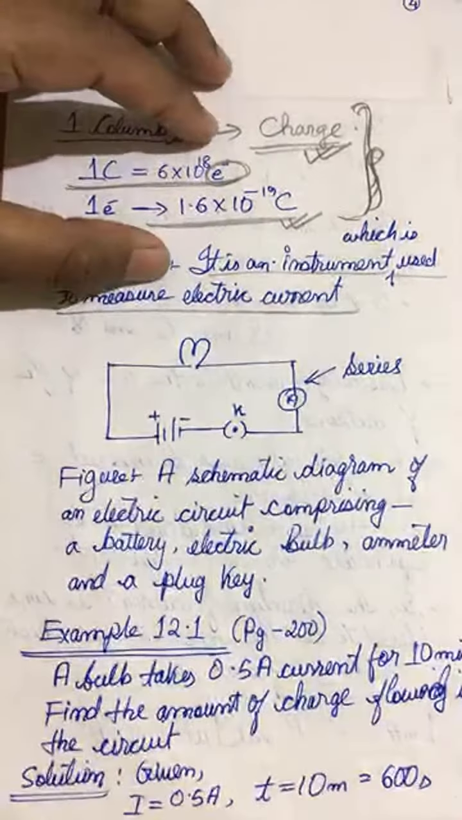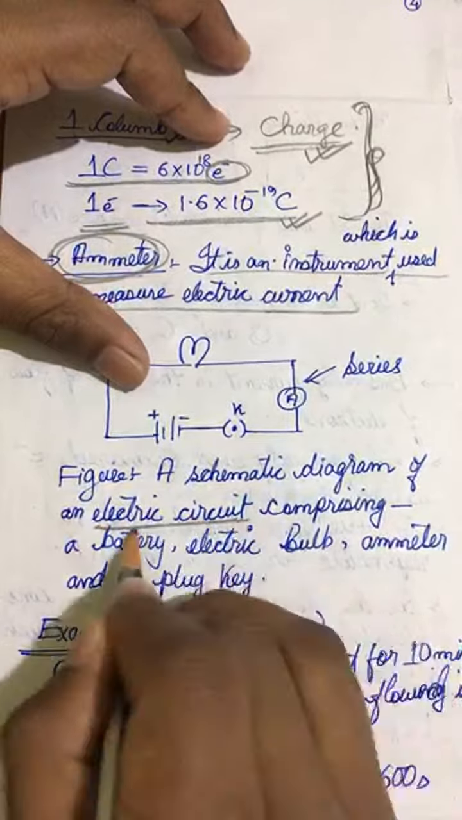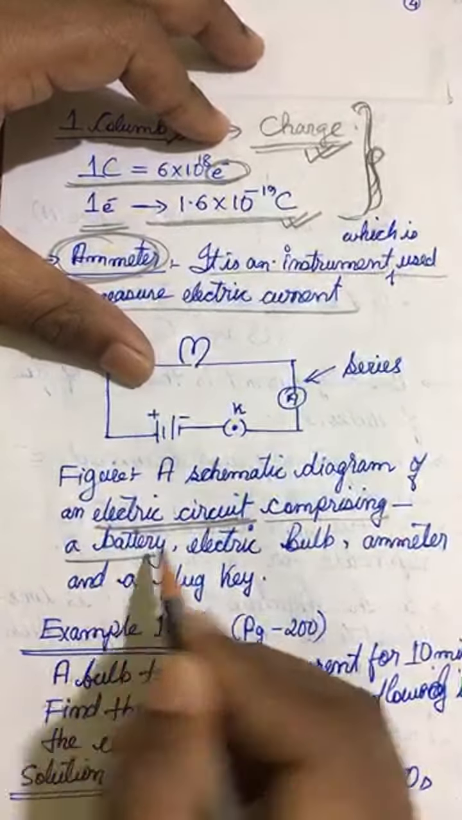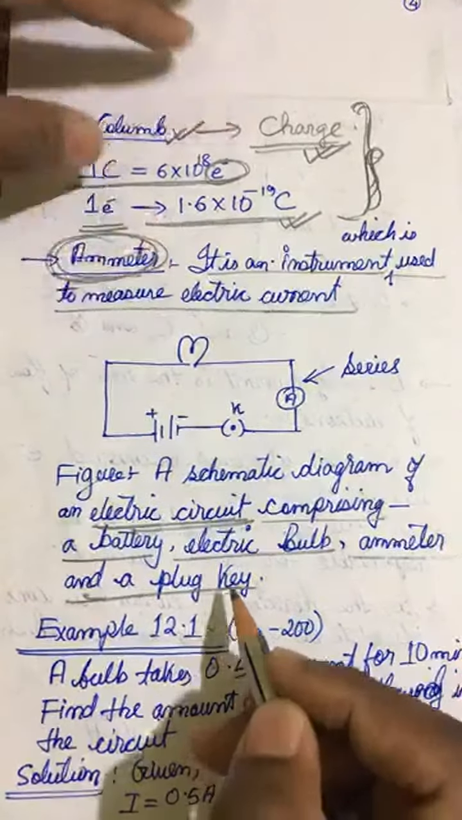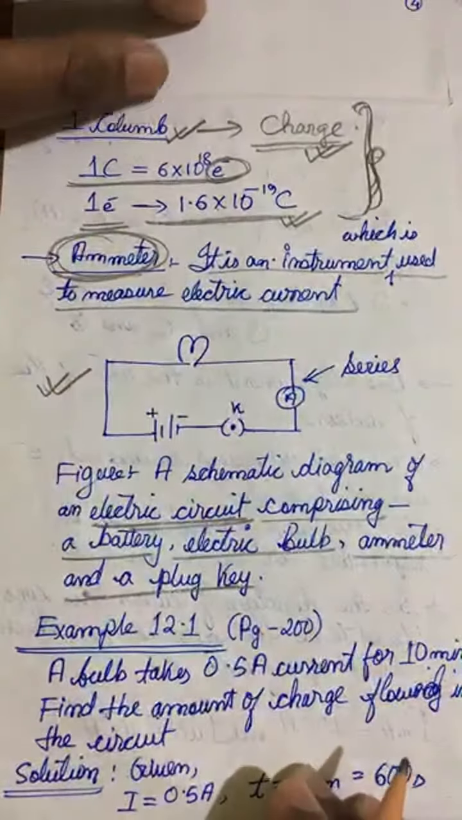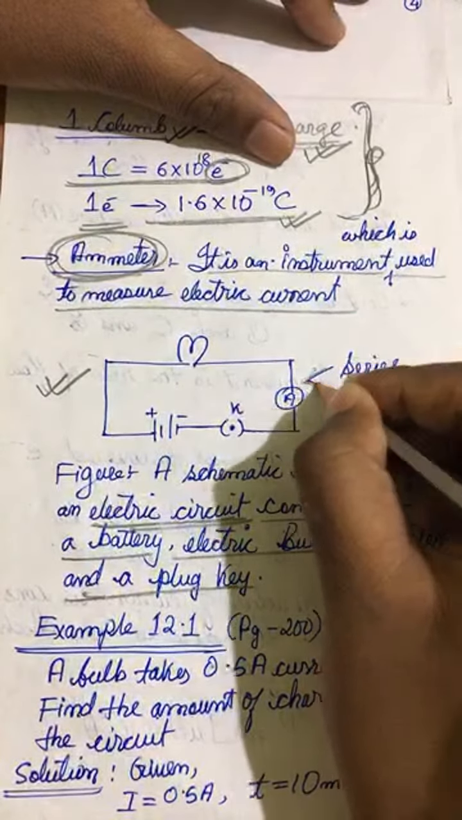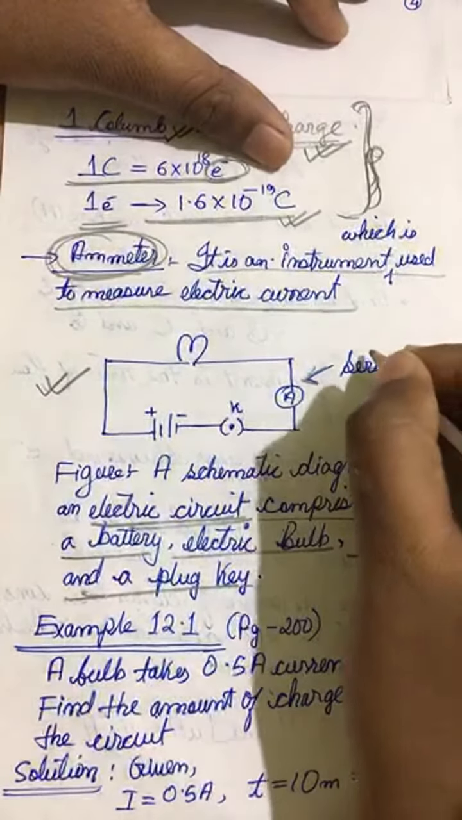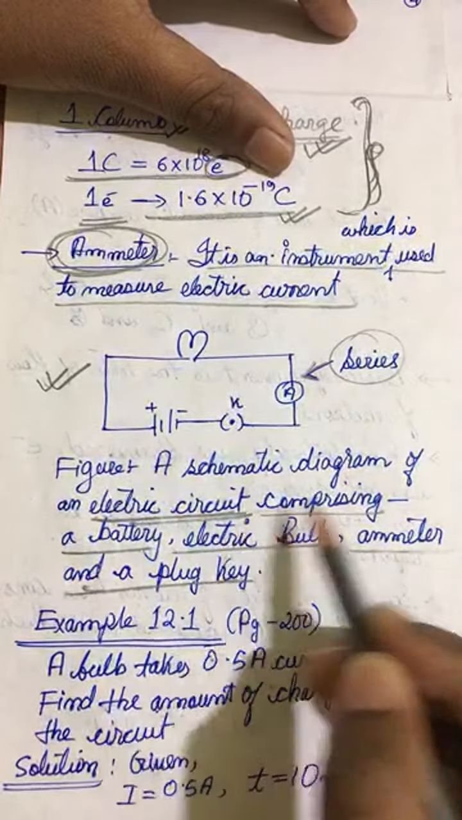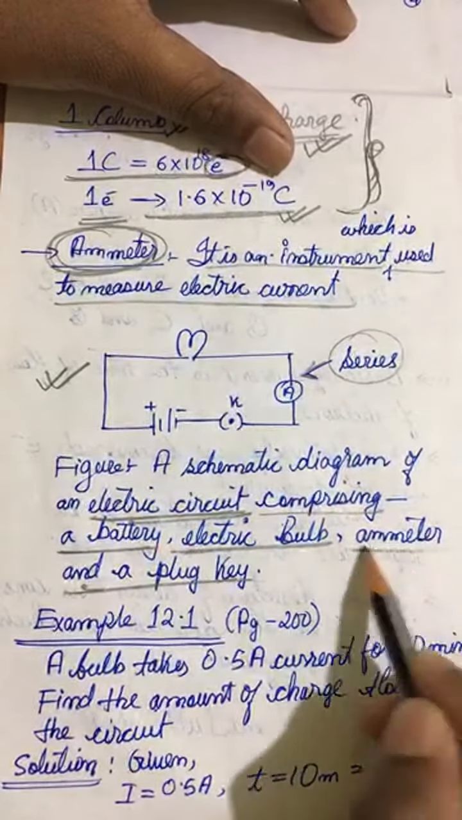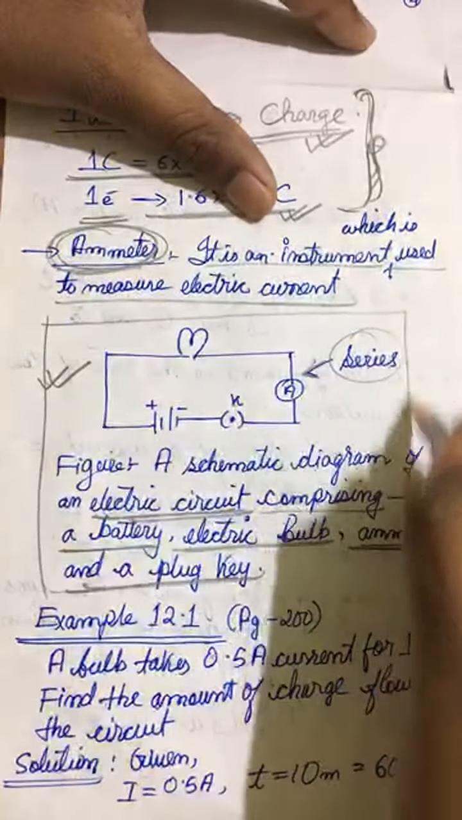Now, this is a figure of an electric circuit comprising a battery, electric bulb, ammeter, and a plug. You need to draw this and memorize it, because you will find this in tests or exams. I have seen this question: draw a schematic diagram of an electric circuit comprising a battery, electric bulb, ammeter, and a plug. You need to draw this diagram and keep it.